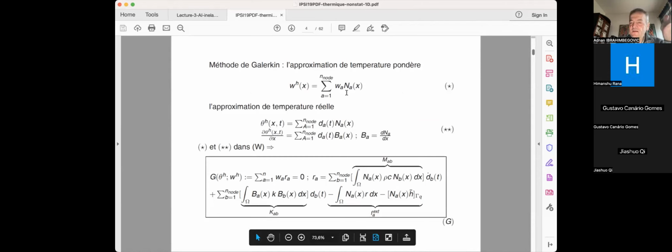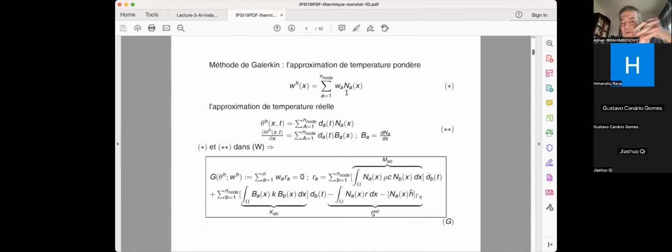I take my shape functions, chosen for simplicity to be 1 at node A and 0 at all the other nodes. And I construct the weighting function w(x) as the product of wA, the nodal values, times Na of x, the shape function that I just described. I take the same interpolation for the real temperature field, only it's multiplied by dA of t, where dA of t is the time evolution of the nodal value of the temperature. Given that the shape function I just described has value 1 at node A and 0 at all the other nodes.